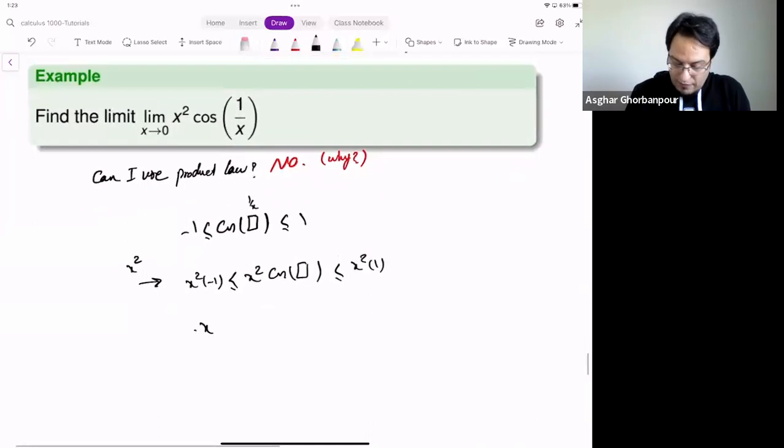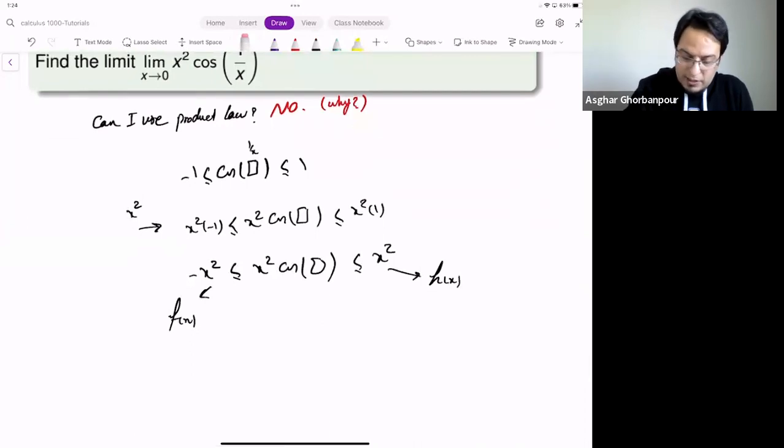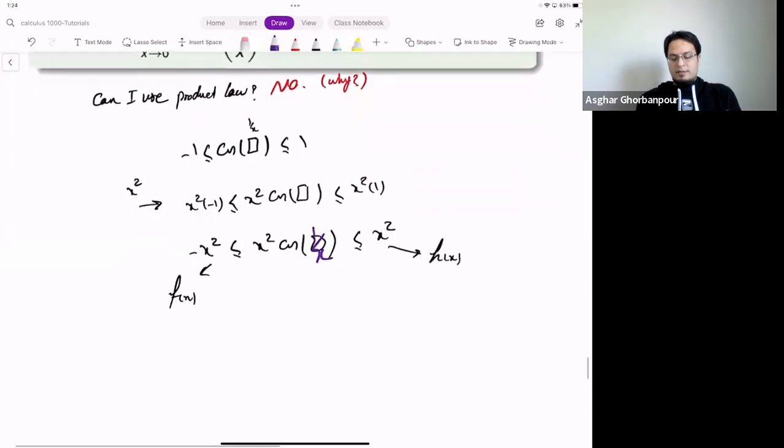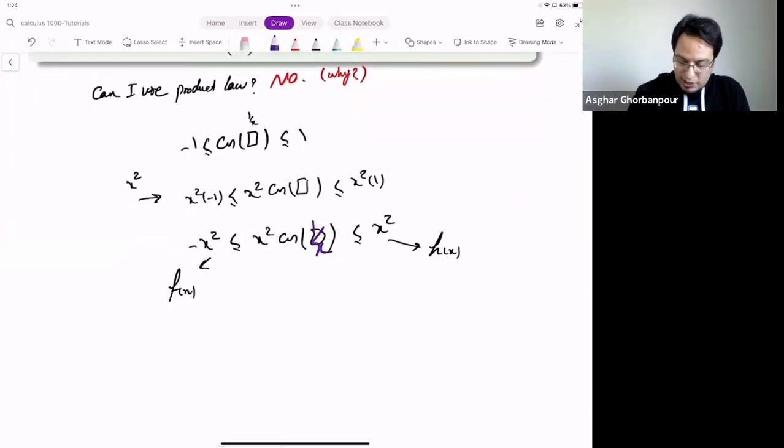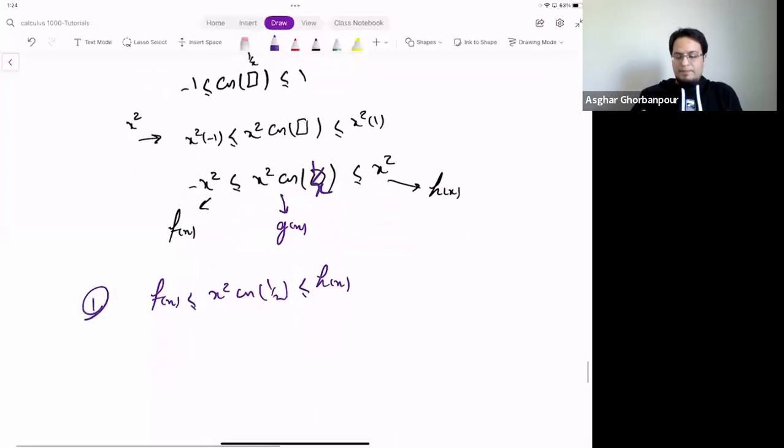So that means that, oh, I found two functions. This is the bigger function. This is the smaller function. And this is always true, in particular when we have 1 over x here. Okay, so I have now two functions. This is g, which is less than our function, and h is bigger than our function. That's our first step.